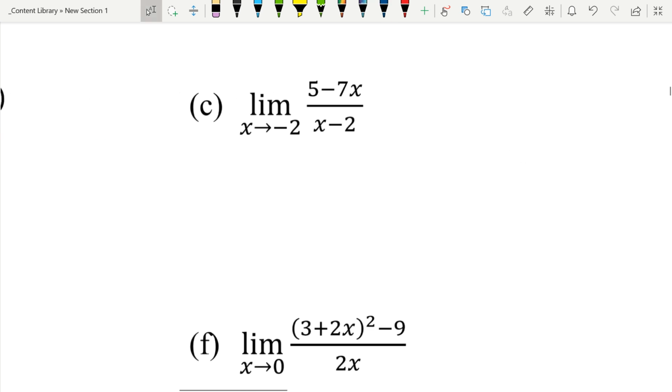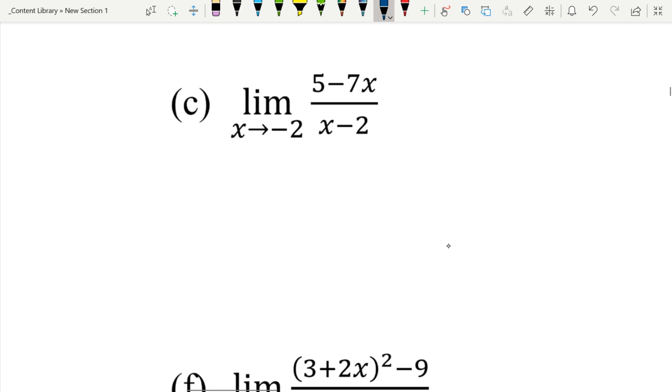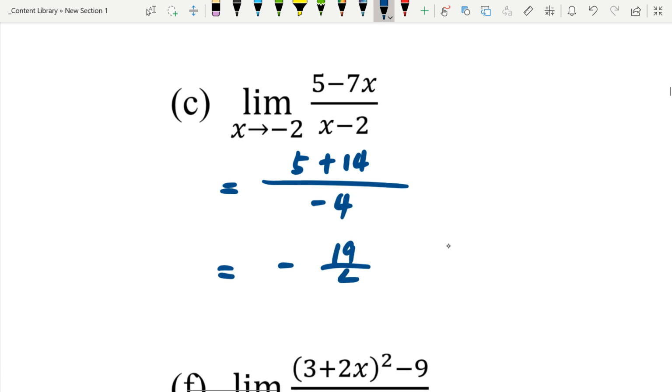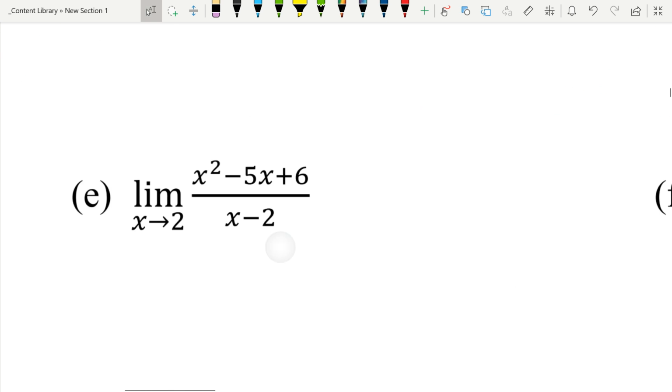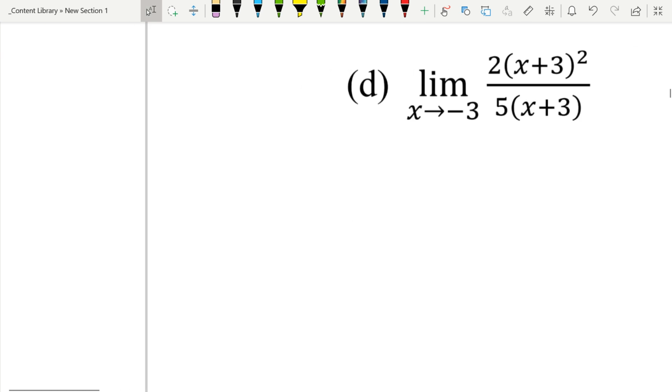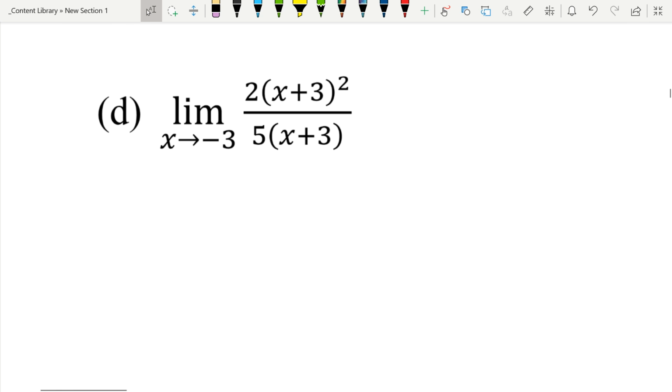Yes. Next one, can I sub in? Yes. So that just directly equals 4 plus 5 plus 14 over negative 4, and that is negative 19 on 4. Okay. So if I can sub in directly. If I can't, okay, next one is I can't.